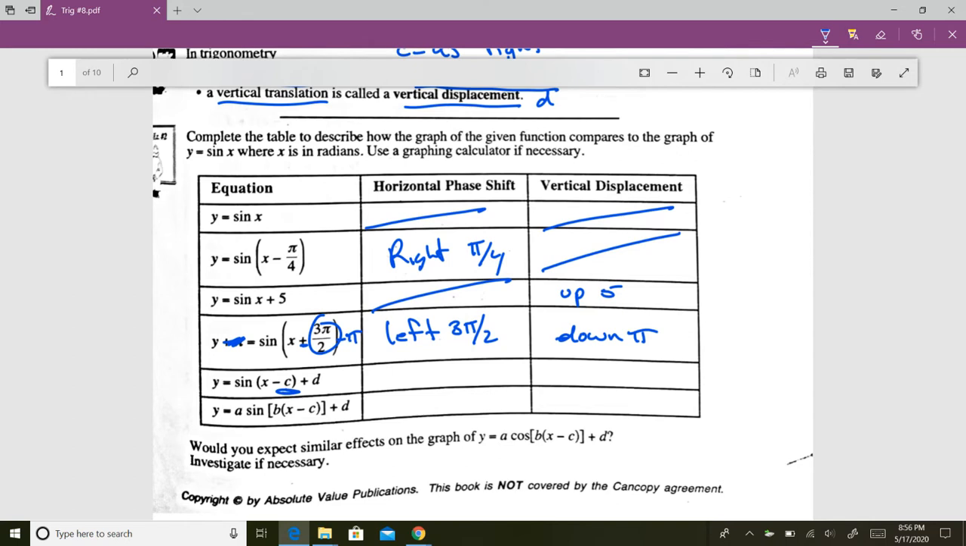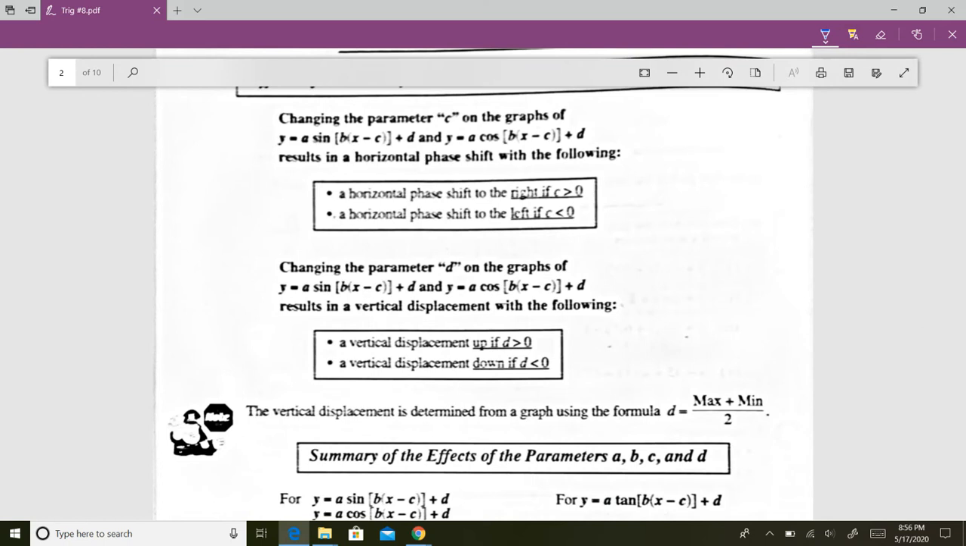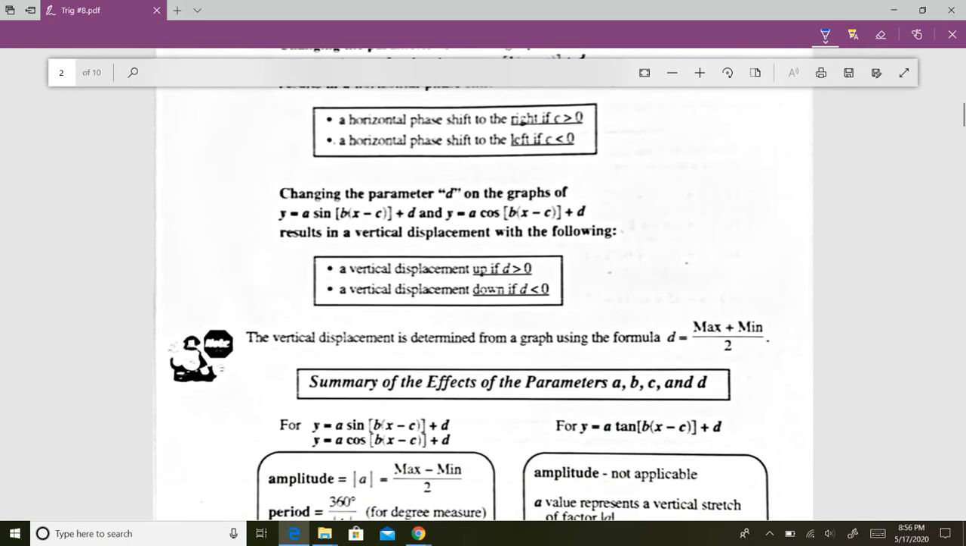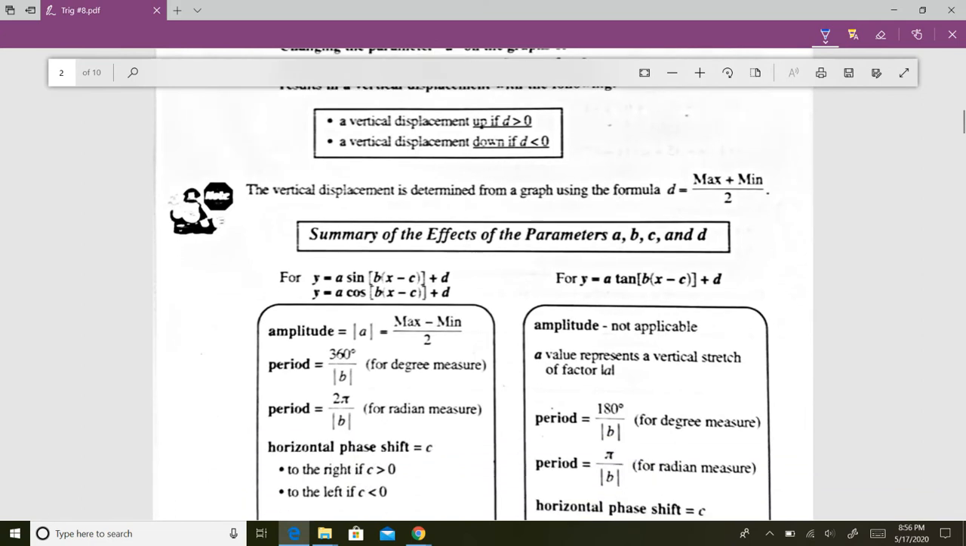So in other words, the c value moves you left to right, d value moves you up down. That's really all they're getting at here. So we don't really need to worry about that. Hopefully that brought back memories, good memories of the very first unit we did, transformations.